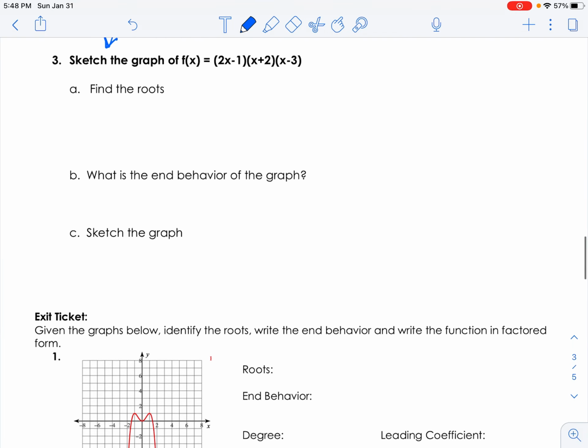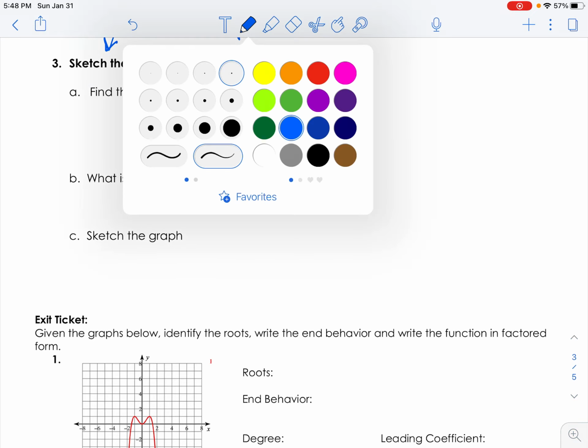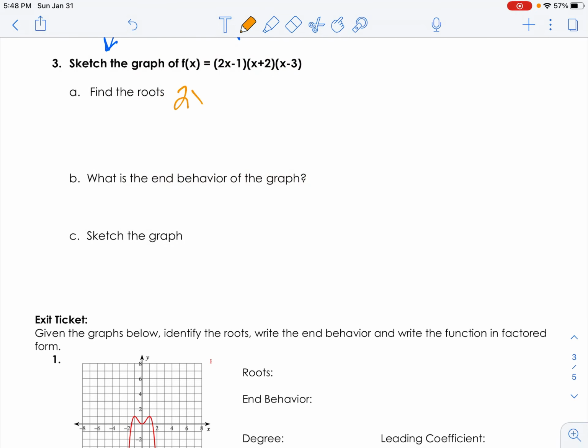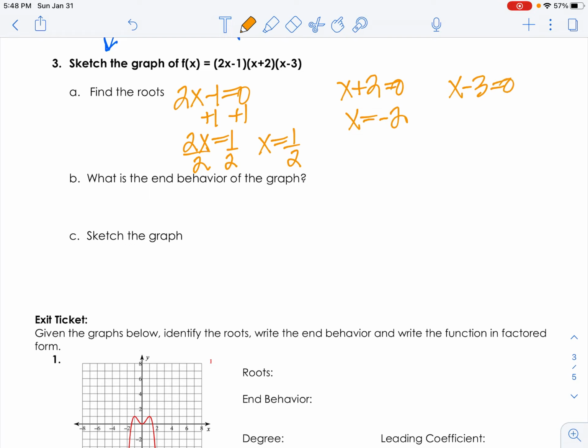Okay, now here's my last one. My roots, I already have a factored form, so I just have to set these equal to 0. Here, if I add 1, I get 2x equals 1. So x is 1/2. I get -2 there. And +3 here.